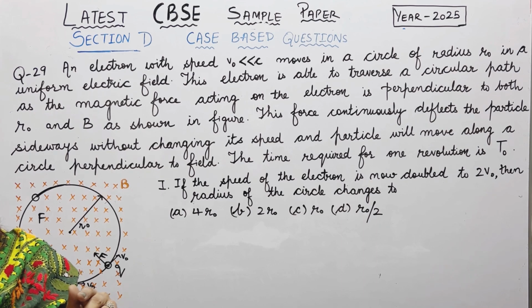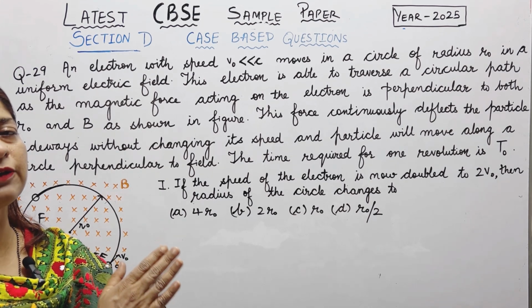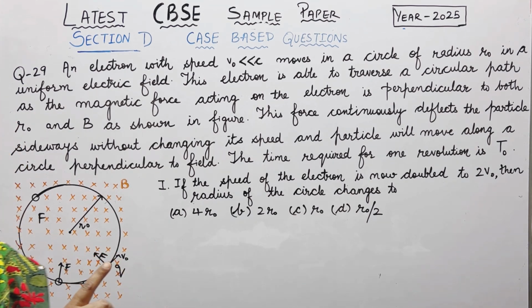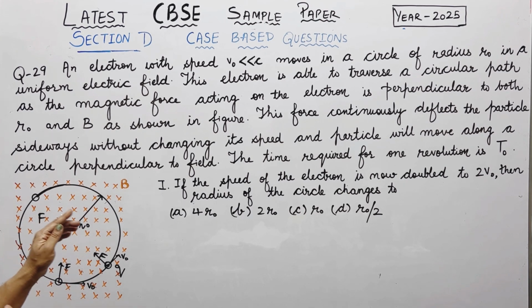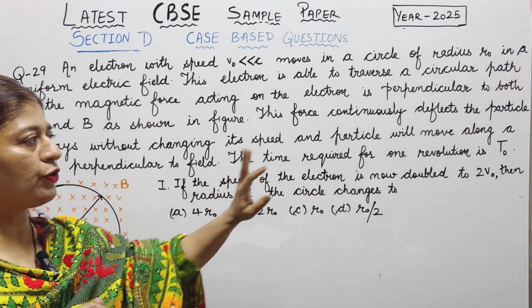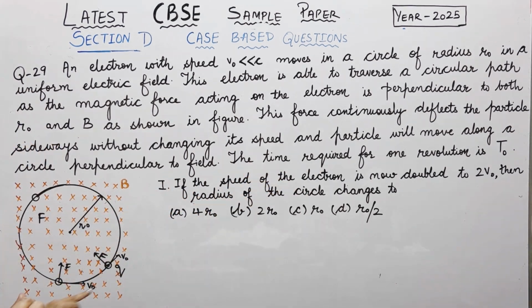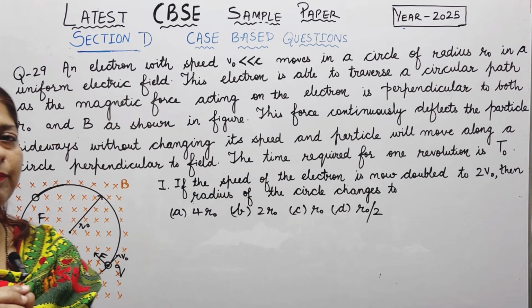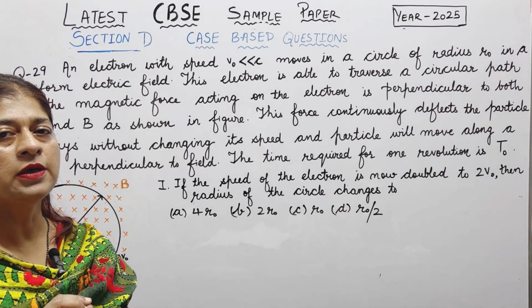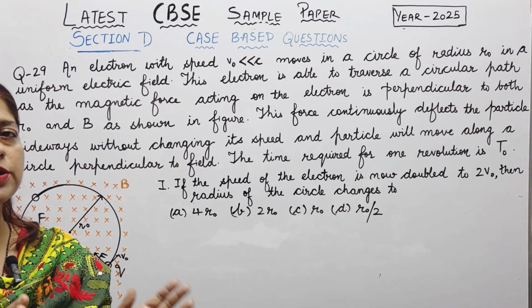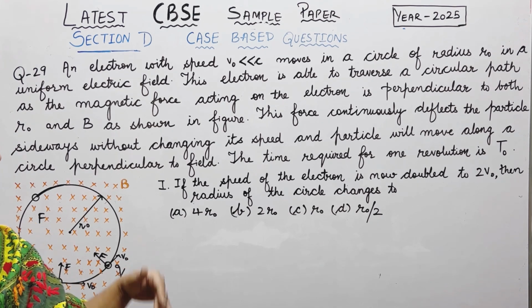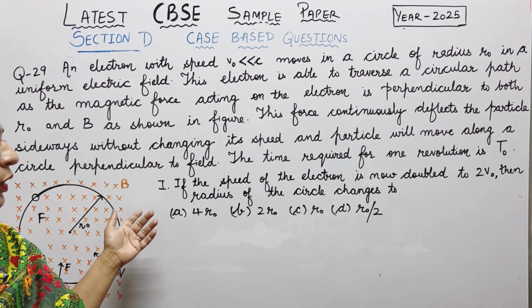It means at every step it is being deflected at an angle of 90 degrees. That is why it is going to traverse a circular path. Now the time required for one revolution is t naught, to complete one full circle. So we will be applying the formulas of the cyclotron that we have derived. So indirectly, the derivation of the cyclotron is being asked in terms of the question.